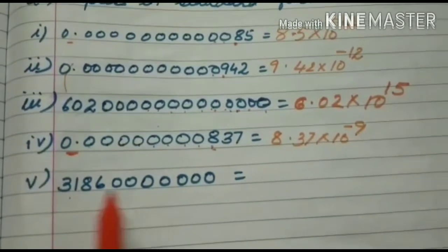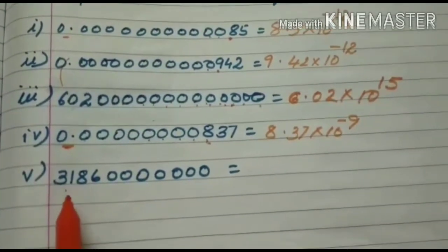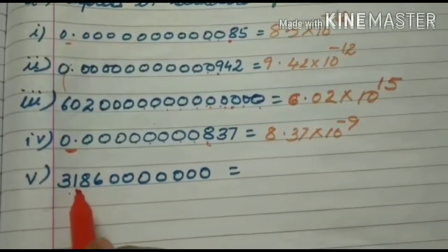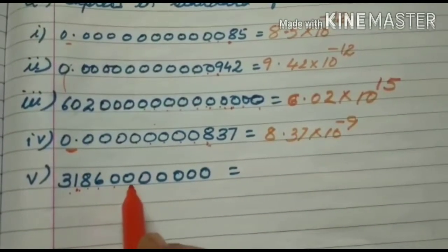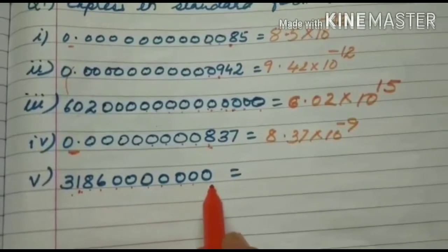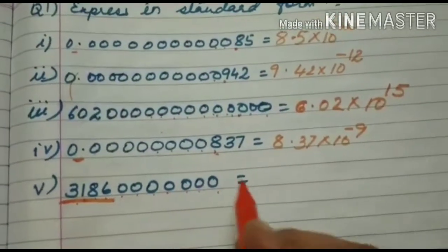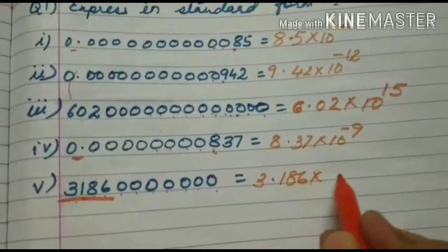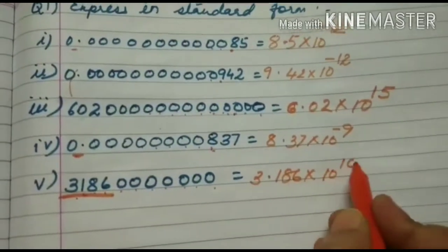Next is a large number. We'll start counting after the first digit. So from here we will start counting 1, 2, 3, 4, 5, 6, 7, 8, 9, 10 and this will be written as 3.186 into 10 raised to 10.